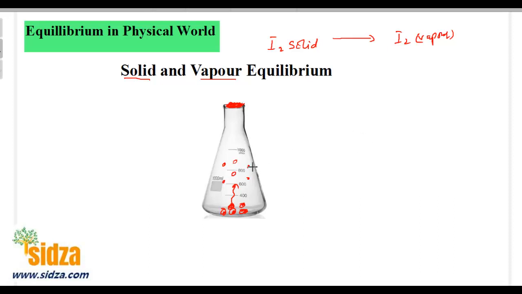The conical flask will attain some pink color. You will observe a pink color due to the formation of iodine in the vapor state, right?